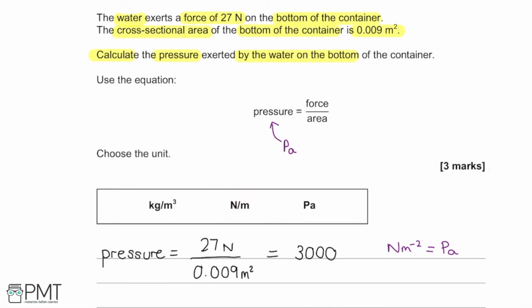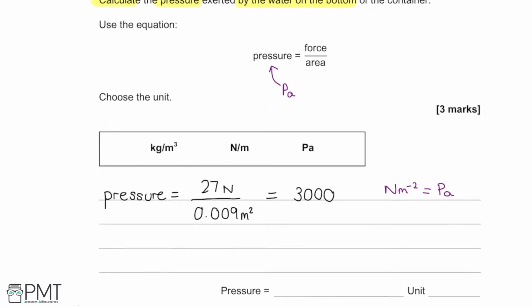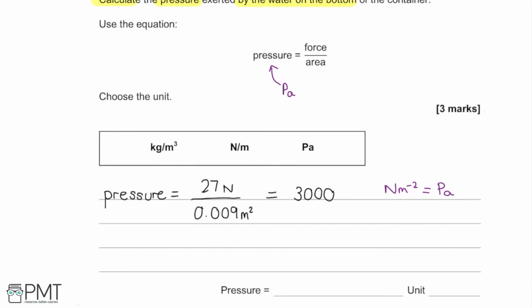And also kilograms per metre cubed, we're not working with kilograms or metres cubed here, so the logical answer and the unit for pressure is going to be the Pascal. So then I can just put my final answer in the box. So we have 3,000 pascals. And then how we got the marks here: 1 mark here for substituting in the numbers, 1 mark for getting the answer of 3,000, and then the final mark for the correct unit.